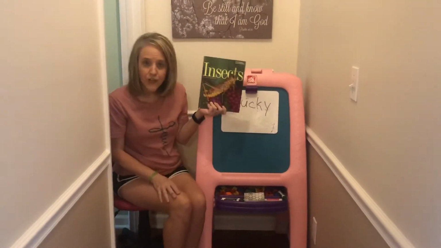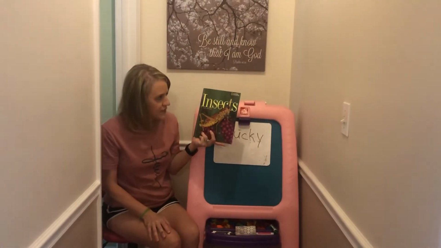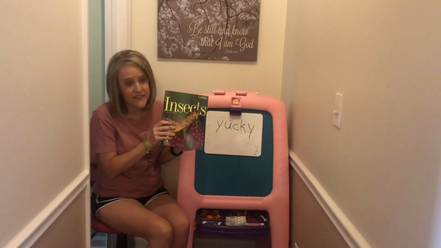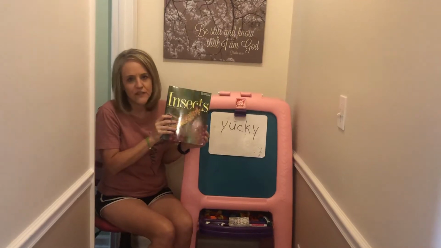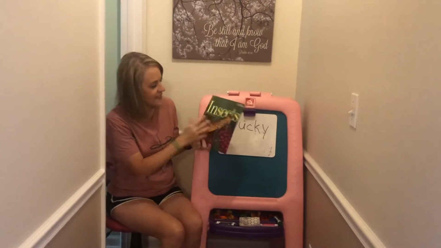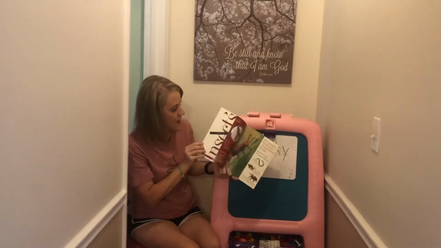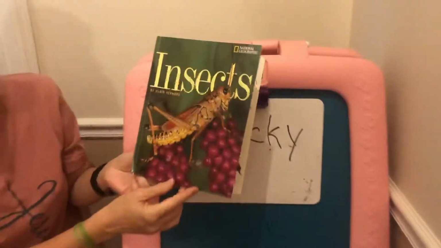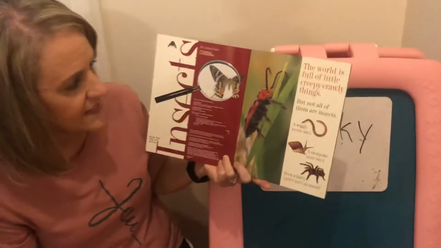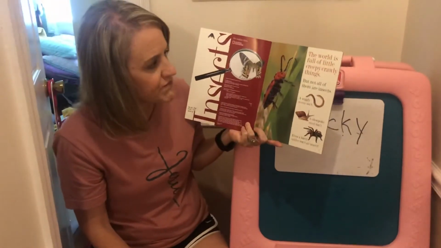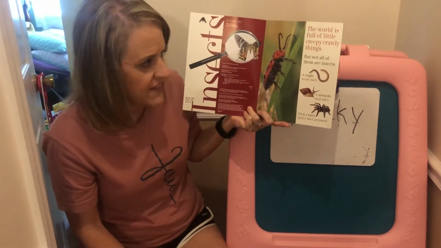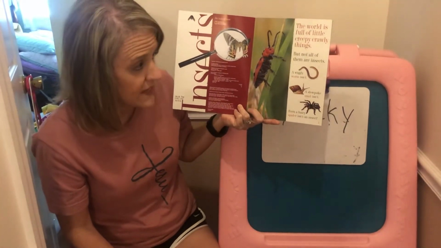Now, we've already learned that our book today is going to be an informational text, and we're connecting this with our learning on eggs, with our birds and things, about things we just noticed in the spring. Insects is written by Robin Bernard. She is the author. And of course, this book has photographs, so we're going to notice a lot of different photographs in here. The world is full of little creepy crawly things, but not all of them are insects.